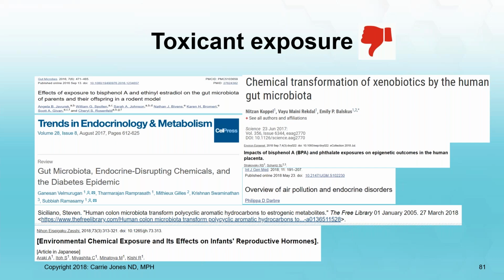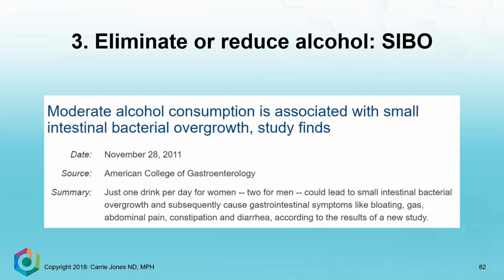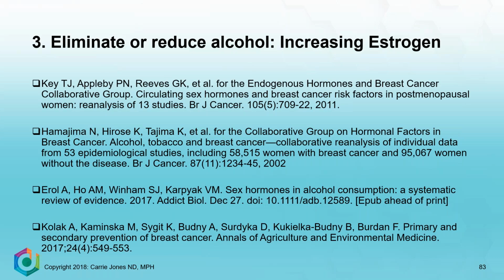can be toxicant affected. So eliminate or reduce alcohol. Why? Well, primarily, a good reason, of course, is SIBO. So moderate alcohol consumption is associated with small intestinal bacterial overgrowth. So SIBO, small intestinal bacterial overgrowth. And what will SIBO do? Well, it affects our microbiome. So alcohol can affect that, but also it is a no-brainer.